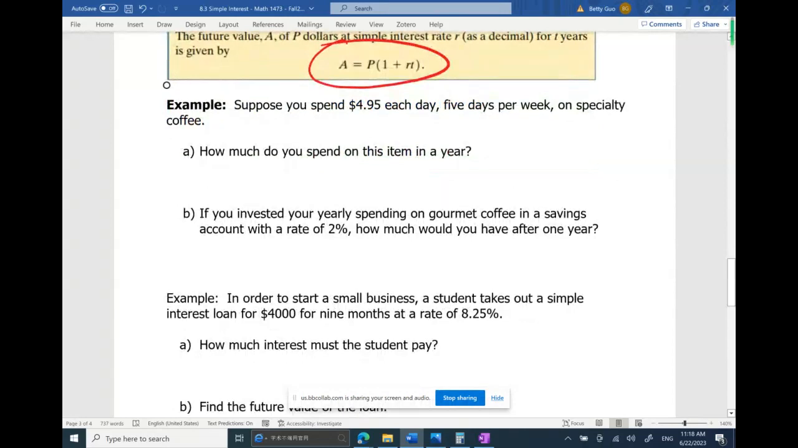Let's apply it. Example, suppose you spend $4.95 each day, 5 days per week on specialty coffee. We're going to answer the following 2 parts. Part A, how much do you spend on this item in a year? One at a time. Let's solve part A first. So how much do you spend on this item in a year? Let's see how much you spend on the luxurious coffee in a week.